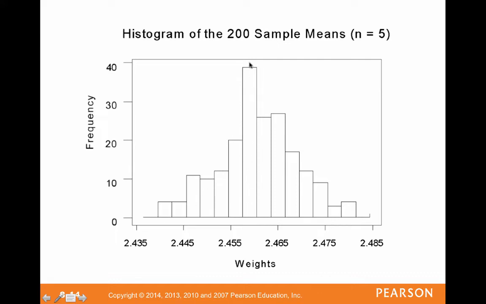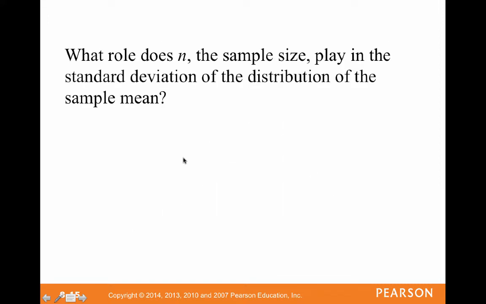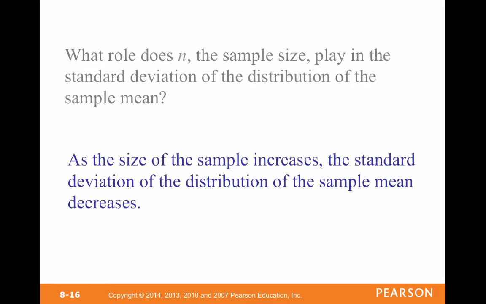And it's looking like, based on a sample size of 5 and 200 different samples, that the distribution of 200 different sample means looks to be pretty bell-shaped. So the second question that they're going to ask is, well, what happens if we get a larger sample size? What role does n, the sample size, play in the standard deviation of the distribution of the sample mean? As the sample size increases, the standard deviation of the distribution of the sample mean decreases. So they're going to illustrate that here.